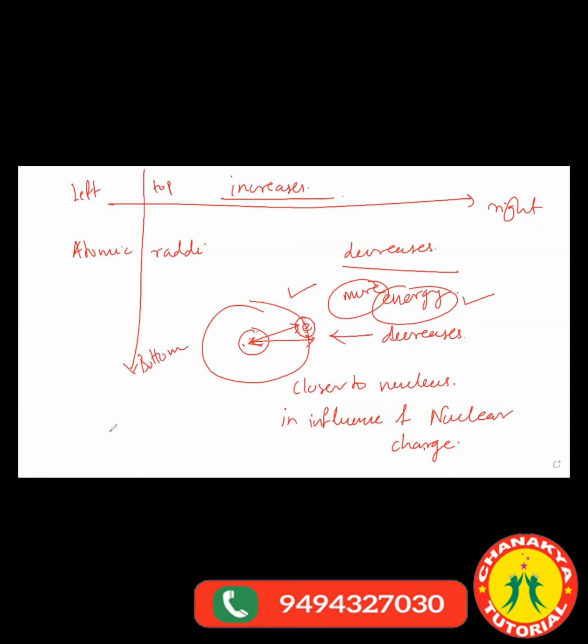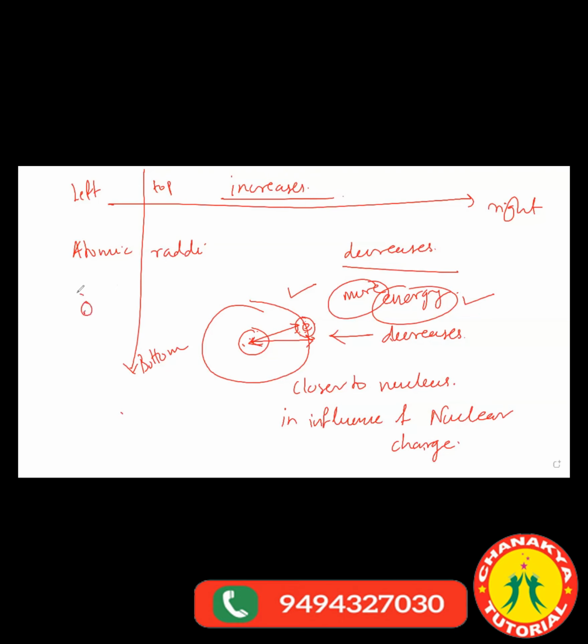When we move top to bottom, one extra shell has been added, and the electrons would be far away from the nuclear influence. Because of that, as atomic radius increases, we require less energy to detach the electron. Those are not in the influence of nuclear charge, correct?